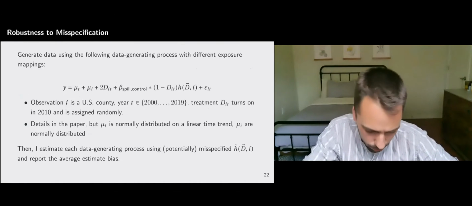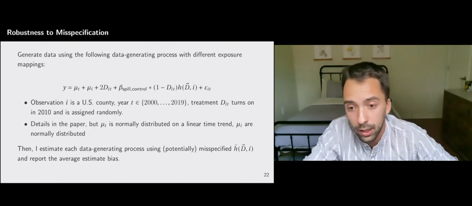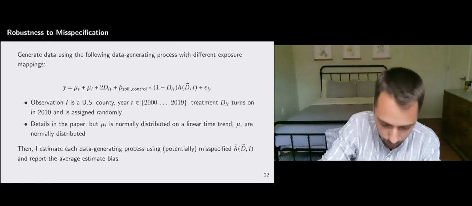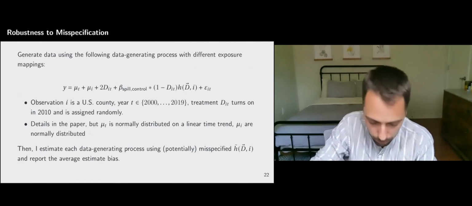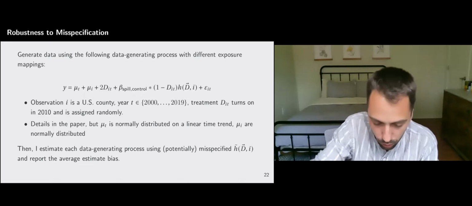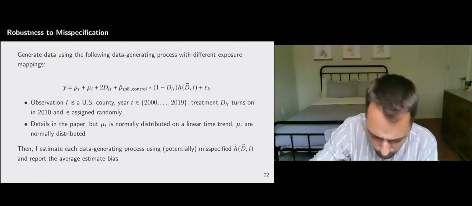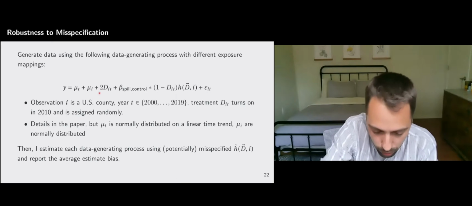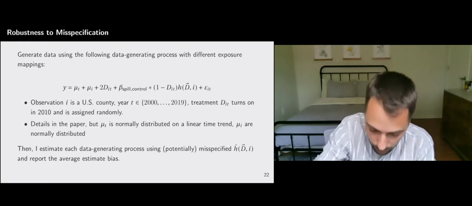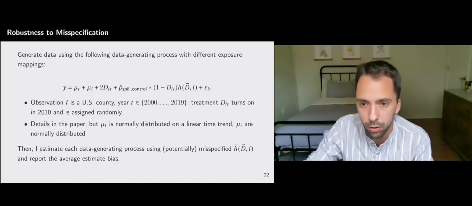So continuing, I have a set of Monte Carlo simulations to illustrate this result. I generate data with just spillovers on the control units. Details are in the paper, but basically I have some normally distributed time fixed effects on a linear time trend that grow over time, and I have unit fixed effects. I have a true treatment effect of 2. I assign treatment randomly to US counties, and then I generate this data with a bunch of different exposure mappings. We'll talk about which exposure mappings I use.